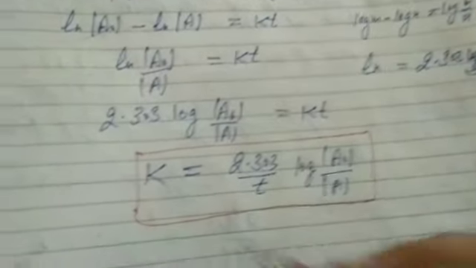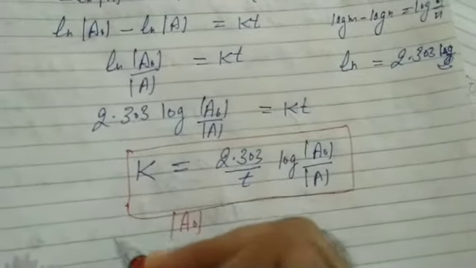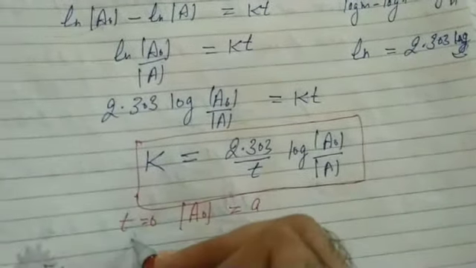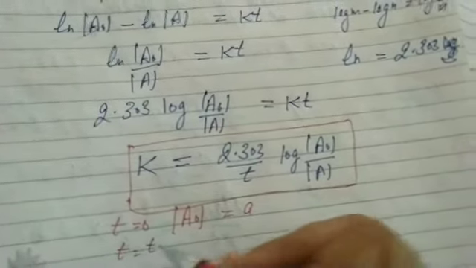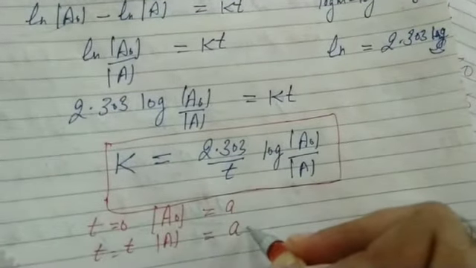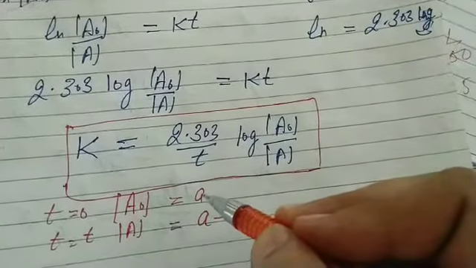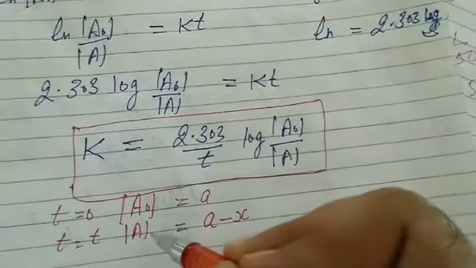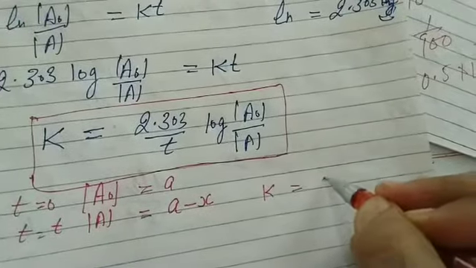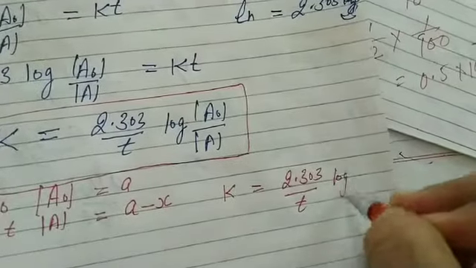Now suppose the initial concentration A naught at time t equal to 0 is equal to small a. Reaction is in process, time t is equal to some 10, 20, 30 minutes. Concentration of A becomes reduced from initial, a minus x. When reaction is not in process, initial concentration we assume as small a. When reaction is in process, we assume concentration as a minus x. Now this equation becomes k equals 2.303 upon t log a upon a minus x.